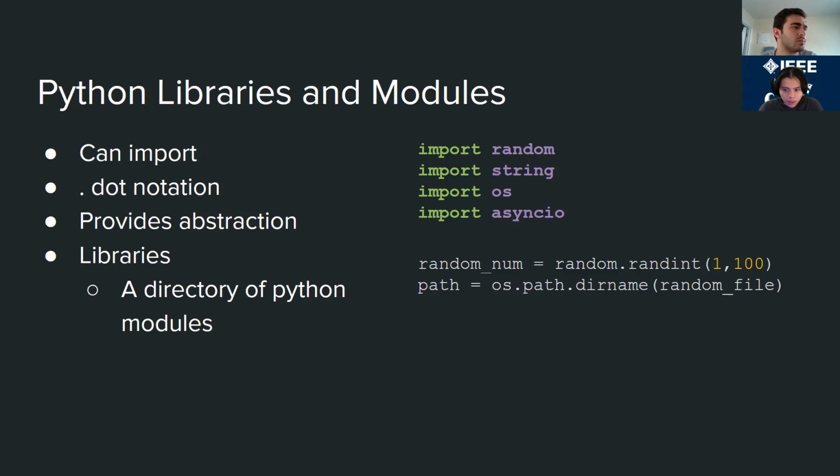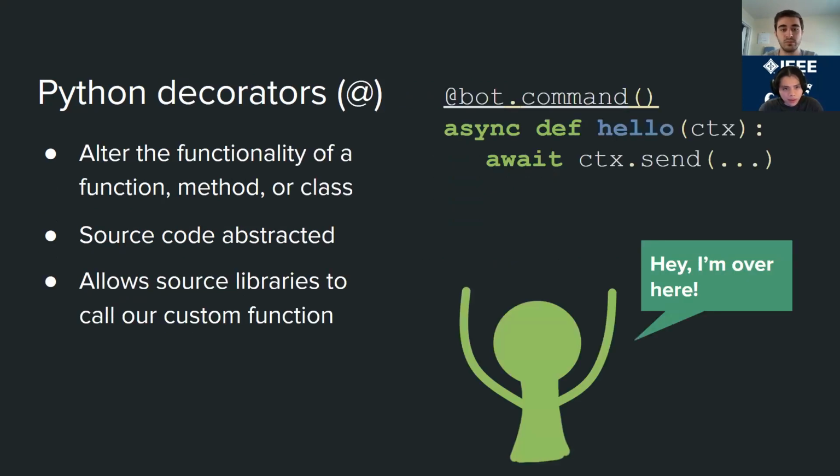Similar to os.path and so on, we don't need to know how that works. We just need to know how to use it. The libraries, like I said, are just a directory of Python modules, so it's a group. We are going to be using the Discord library for Python. And that's all you need to know about that.